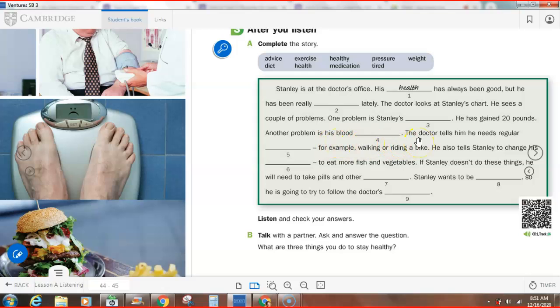Good. The doctor tells him he needs regular exercise, for example, walking or riding a bike. Good. He also tells Stanley to change his diet. Just a minute, it's hard to see. Yes, to change his diet. Good.